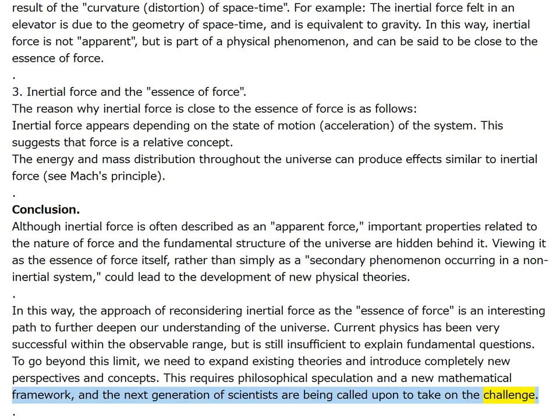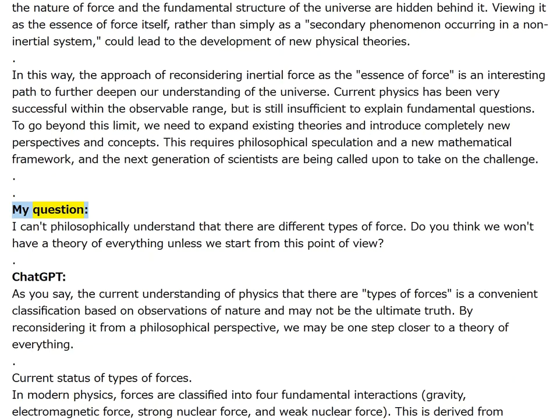take on the challenge. My question: I can't philosophically understand that there are different types of force. Do you think we won't have a theory of everything unless we start from this point of view? ChatGPT: As you say, the current understanding of physics that there are types of forces is a convenient classification based on observations of nature and may not be the ultimate truth. By reconsidering it from a philosophical perspective, we may be one step closer to a theory of everything.